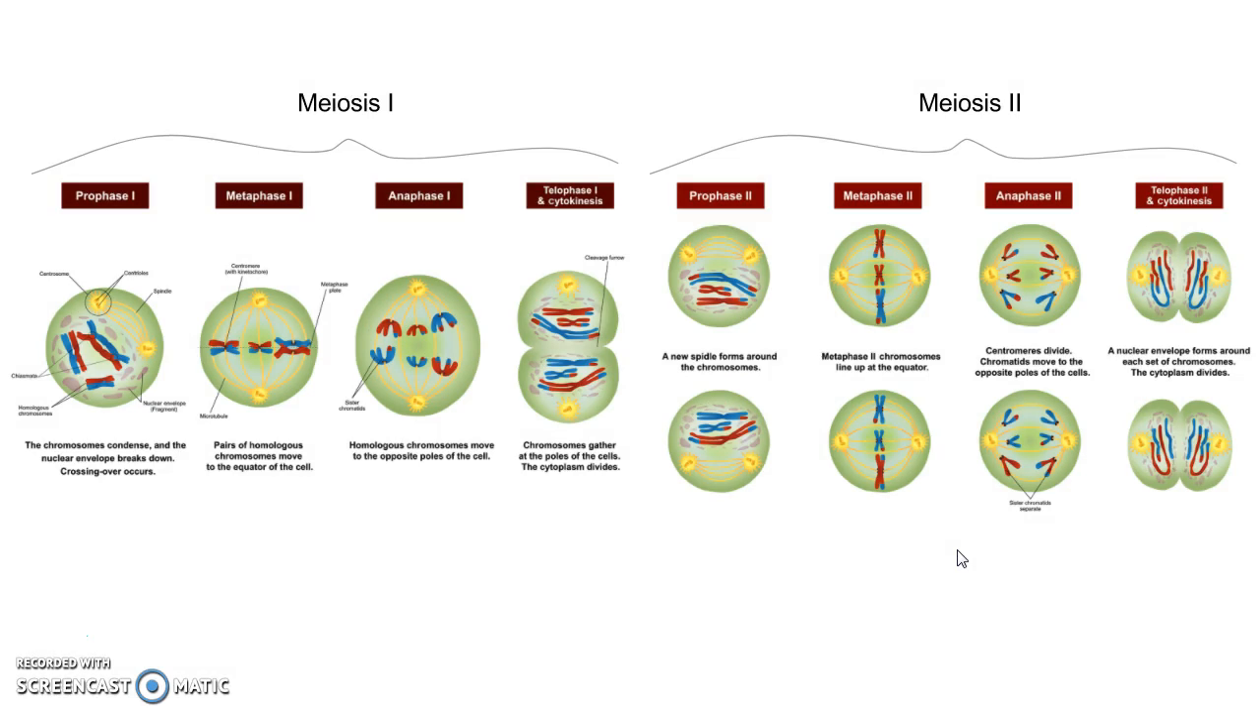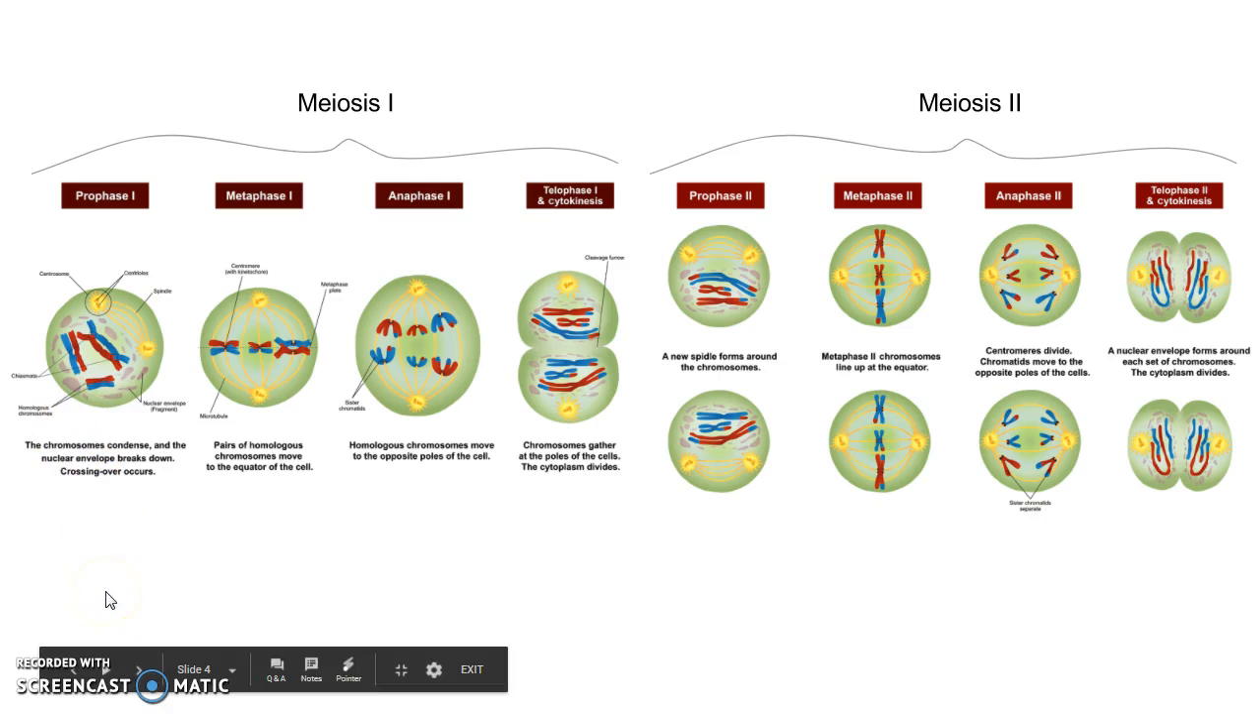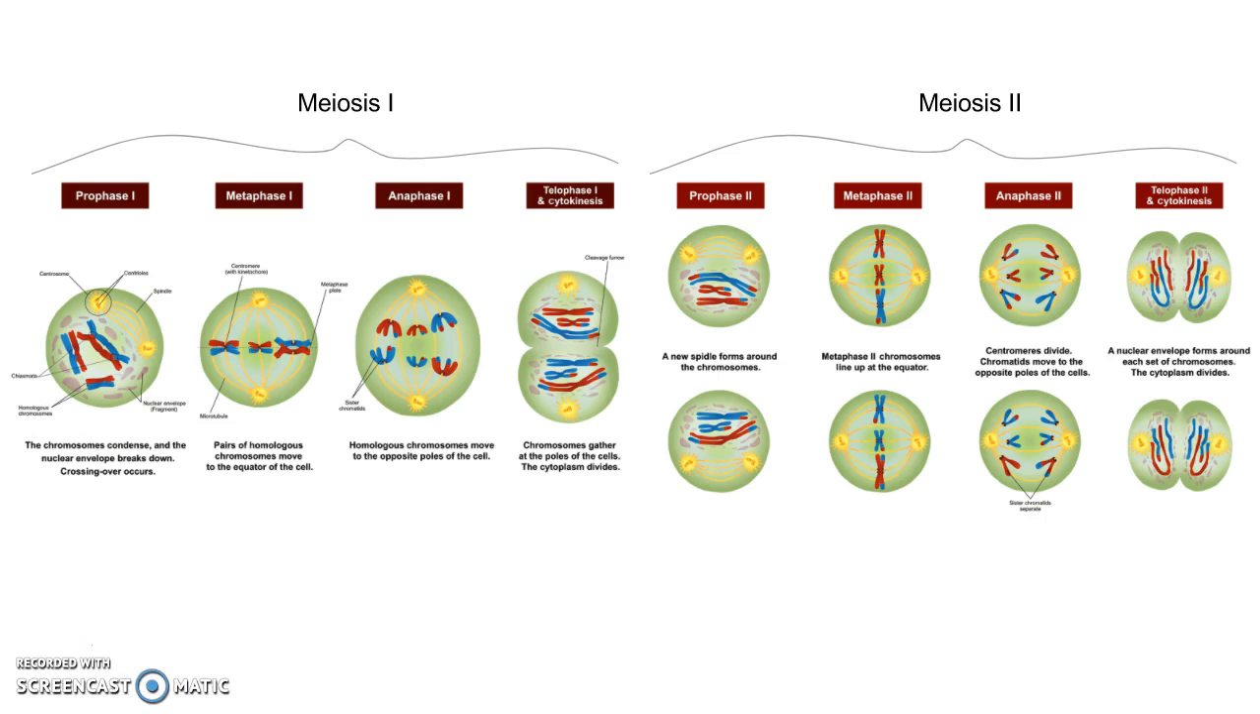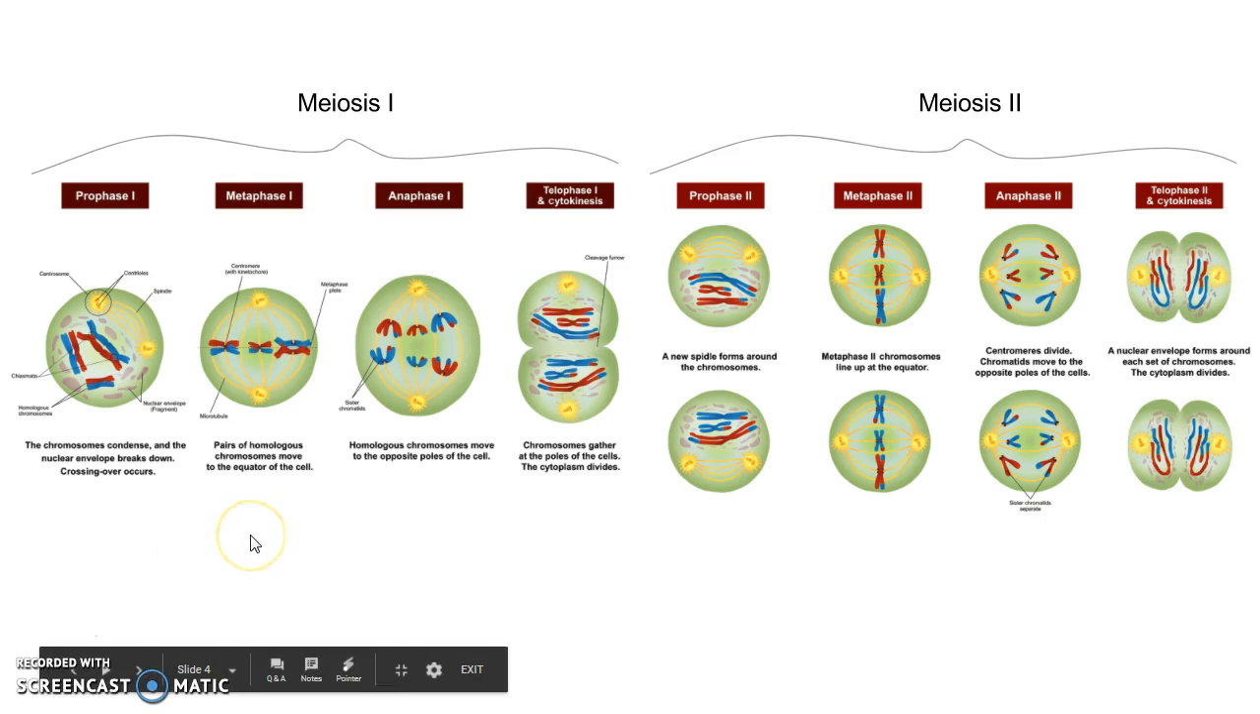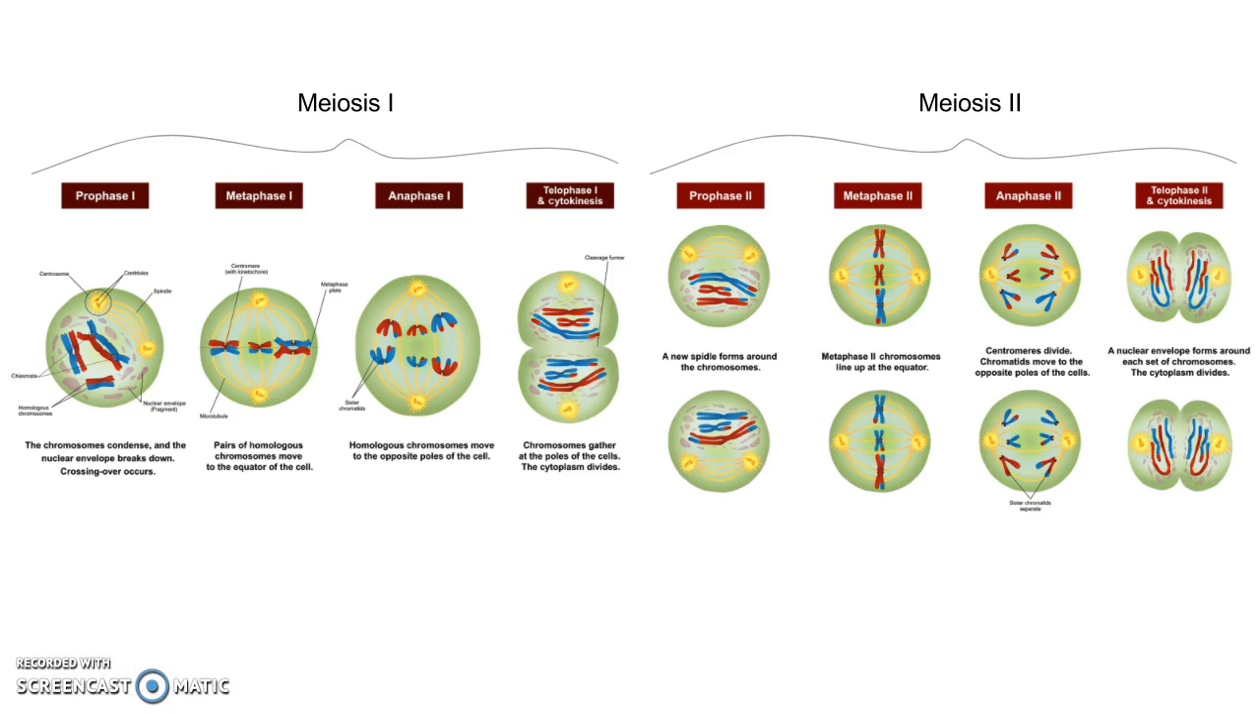To look at a little bit more in depth, here we go. So we have meiosis 1 and meiosis 2 here. And like I said, this occurs in prophase 1. So the chromosomes condense and the nuclear envelope breaks down. Crossing over occurs. Now we move on to metaphase 1. Pairs of homologous chromosomes move to the equator of the cell. Nothing different from what we've seen in all other metaphases. Anaphase, the homologous chromosomes move to the opposite poles of the cell. Same thing that always happens in anaphase, whether it's in meiosis or mitosis.